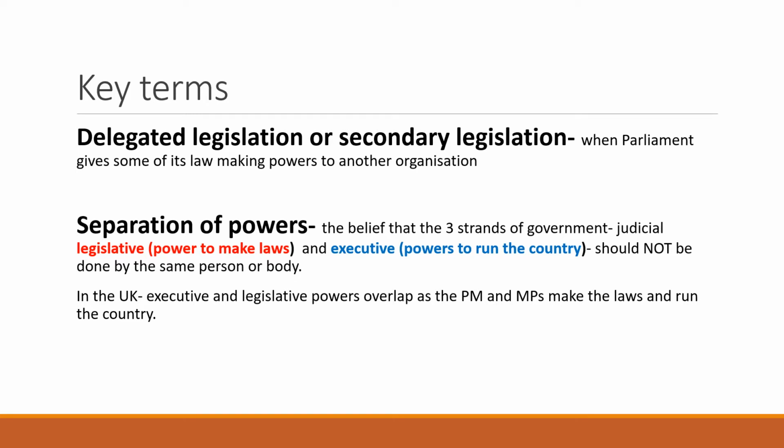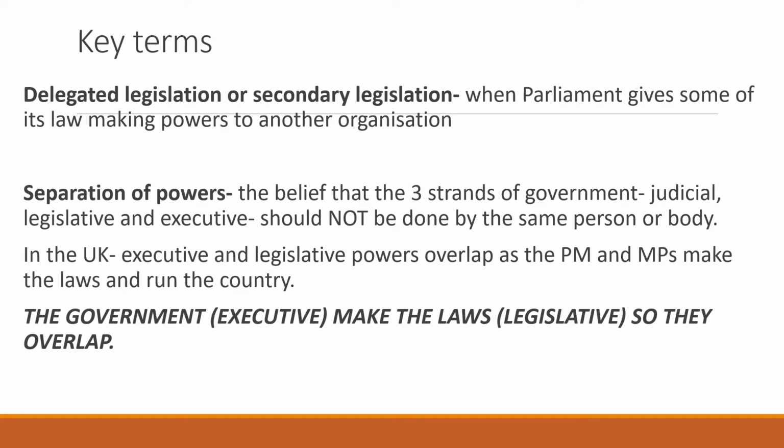The other thing we need to know is the separation of powers, so the belief that the three strands of government, the judicial, the legislative, the power to make laws, and the executive, the powers to run the country, should not be done by the same person or body. In the UK, the executive and legislative powers overlap as the Prime Minister and MPs make the laws and run the country. So, our key terms, make sure you know what they mean.